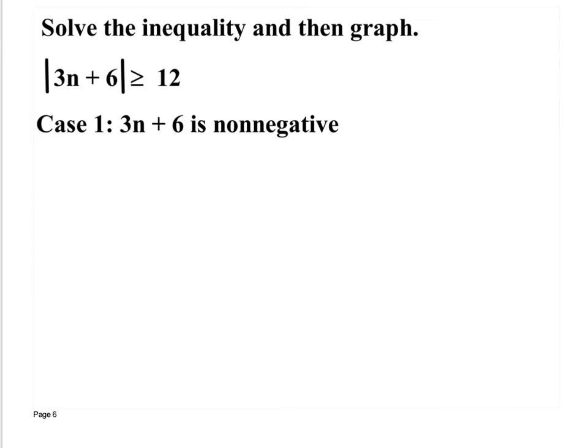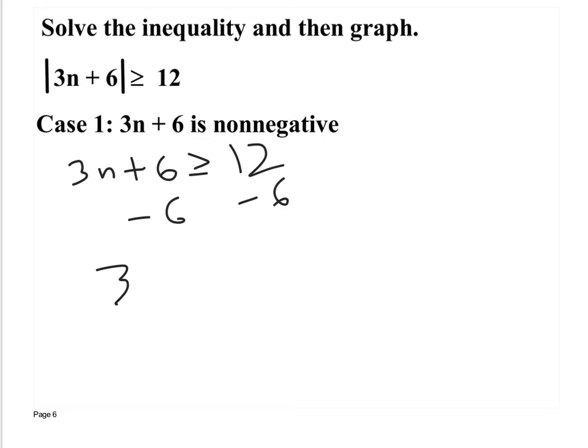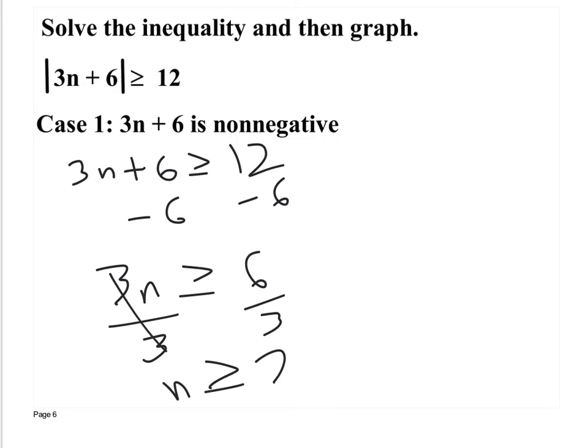So write this down. You're given this inequality: the absolute value of 3n plus 6 is greater than or equal to 12. So again, you have to do case 1, case 2. In case 1, what's on the inside of the absolute value is non-negative, so really all you do is rewrite it without the absolute value symbols. 3n plus 6 is greater than or equal to 12. Solve for n by subtracting 6 from both sides and dividing by 3. So n is greater than or equal to 2.